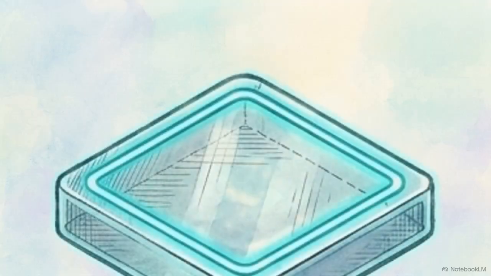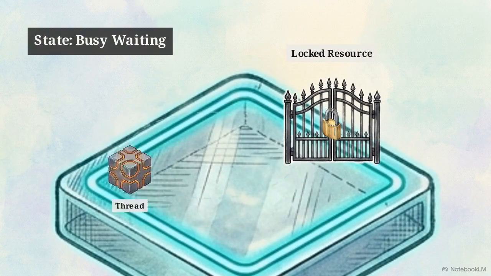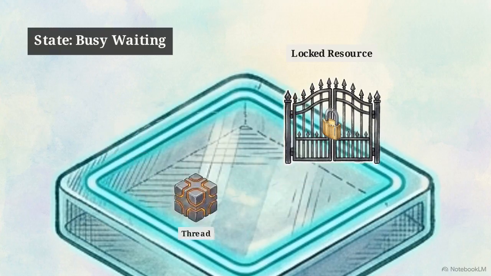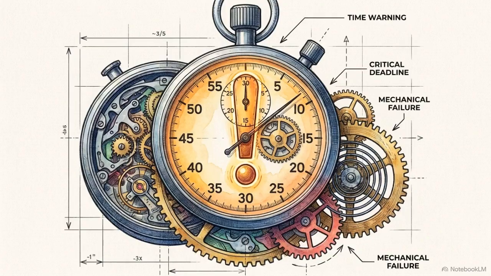If a thread needs a variable that is currently locked, it enters a state called busy waiting, where it loops continuously, asking for access over and over again until the variable is released. But there is a strict efficiency rule for this design.